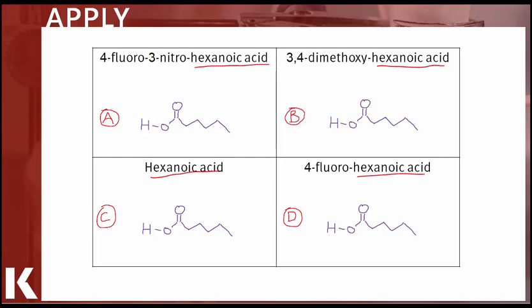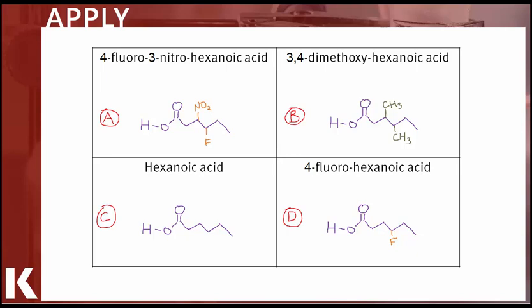In molecule A, you have a 3-nitro group and a 4-fluoro group. Molecule B, you have 2 methyl groups on carbons 3 and 4. Molecule C is already hexanoic acid, there's no other substituents. And molecule D just has a fluorine on carbon 4. So now if you focus in on those substituents, you're going to want to consider if they're electron withdrawing or electron donating. And remember that electron withdrawing groups increase acidity, electron donating groups are going to decrease acidity.